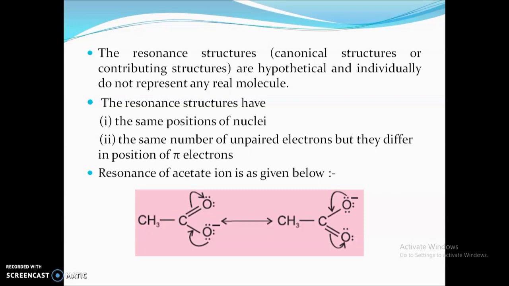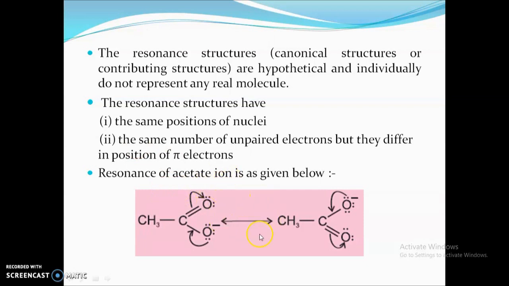The resonance structures must have the same position of nuclei. That is, the arrangement of atoms in canonical structures remains the same. It does not change. And secondly, they have the same number of unpaired electrons, but they differ in position of pi electrons. The pi electron position changes during resonance.